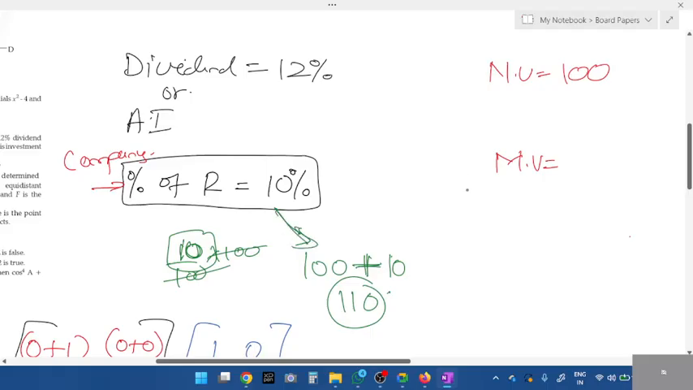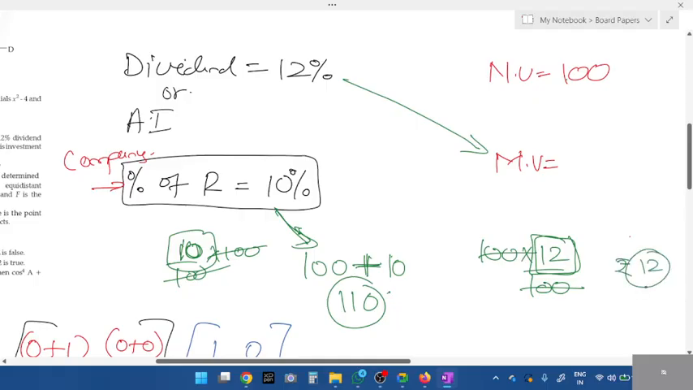But in reality, what happens? Market value is related to annual income. Okay, annual income, market value. Now, if your nominal value is 100, what is 12%, students? Dividend is 12%. How much is 12% of 100? 12% of 100 is rupees 12. So what the company has promised, rate of return is 10, but our market value return is 12.